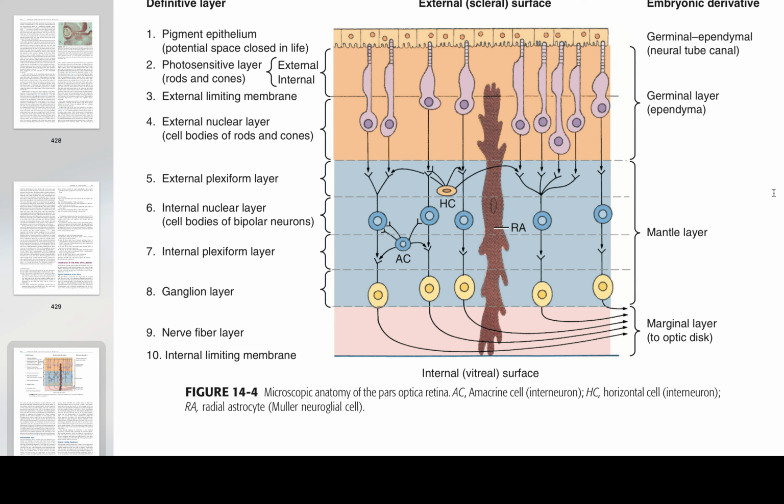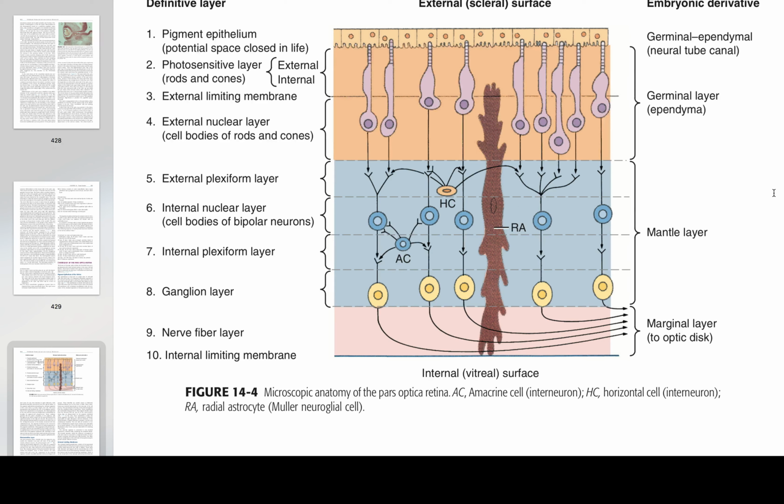Axons of the rod and cone cells course vitrally into the next layer, the external plexiform layer. The external plexiform layer is composed of the axons and telodendria of the photoreceptor neurons and the axons and dendritic zones of the bipolar neurons and their synaptic arrangements. Intermingled with these neuronal processes are the processes of horizontal cells. The horizontal cell is an interneuron transmitting between different groups of photoreceptor neurons.